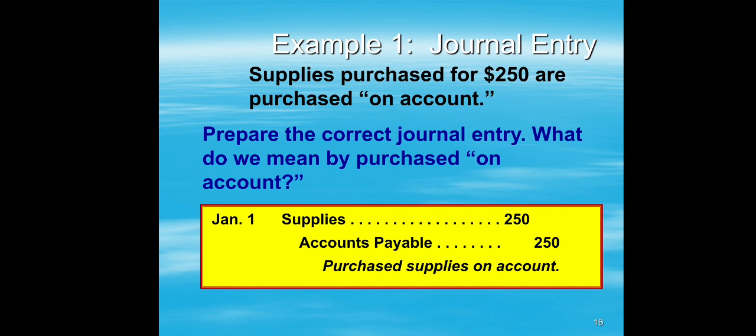On account means the business purchased the supplies today but will pay later. And then the question asks you, prepare the correct journal entry. What do we mean by purchase on account? I have explained that. So, like I said earlier, what is the first step? You have to analyze. And then the second step, you can record in the journal. So we analyze this transaction first.